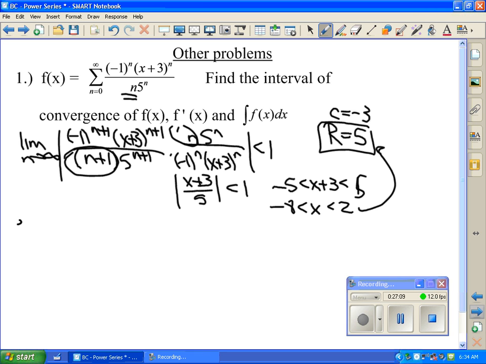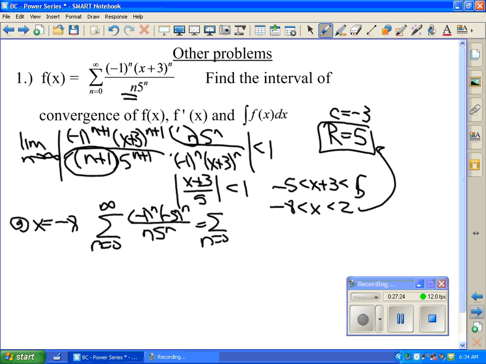So let's start with x equals negative 8. If I substitute x equals negative 8 into my original function, I get (-1)^n (-5)^n over n 5^n. That simplifies to 1 over n, which diverges by p series.